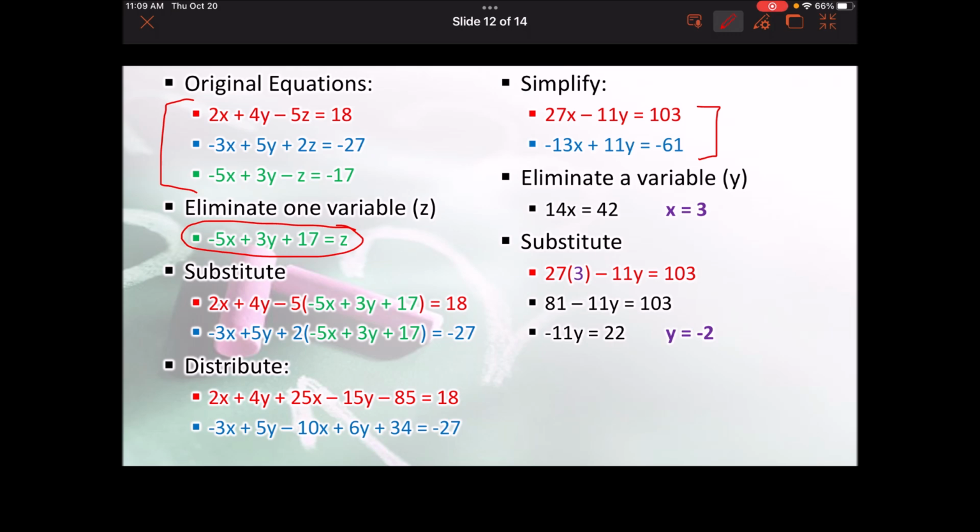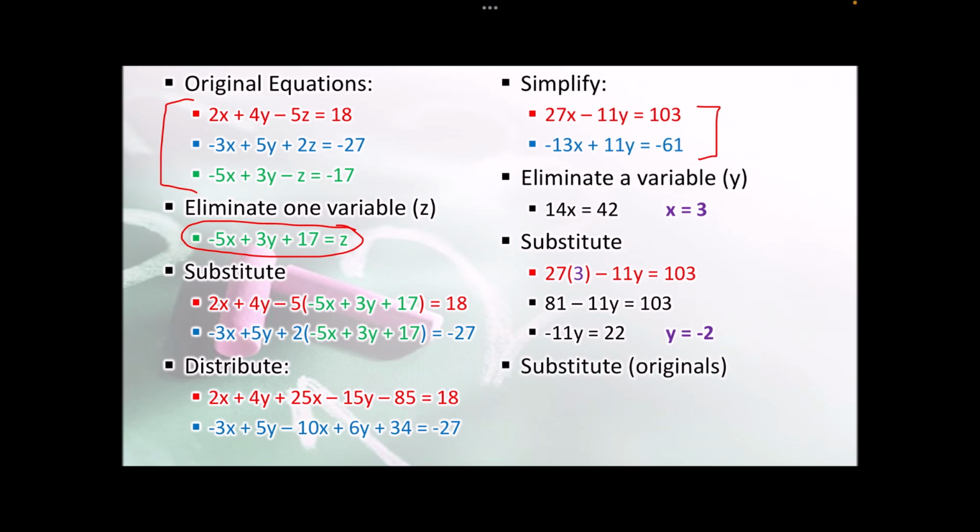I chose to go ahead and substitute in to the red equation. When I do that, I get 2 times my value of x, which is 3, plus 4 times my value of y, which is negative 2, minus 5z is equal to 18. Distributing, combining like terms, and then dividing, I get z is equal to negative 4. So my final answer is 3, negative 2, negative 4. Again, I need to put those in alphabetical order. In this particular case, I did solve them in alphabetical order, so that made it easy, but we do want our final answers to be written in alphabetical order.